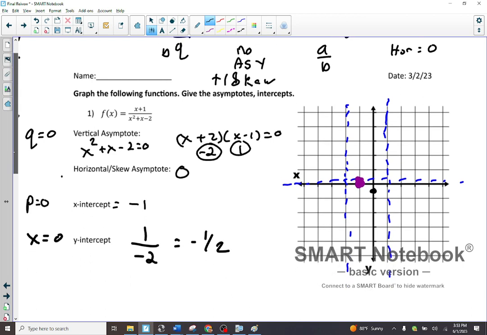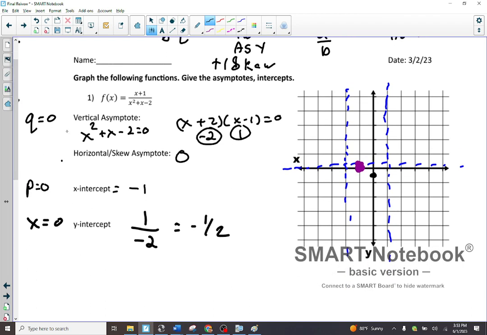So, what you're going to do is graph the thing. The best way to do it is to plug into your calculator. I'm going to graph it very quickly. If I do it correctly, I believe it looks like this.